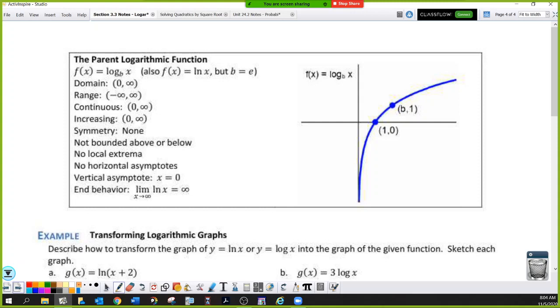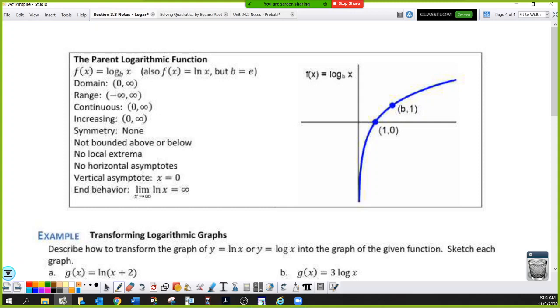Domain, well, you can see it. It only exists to the right of 0, so greater than 0, from 0 to infinity. Its range, though, it's up and down forever, all real numbers. It's continuous on its domain, so it's continuous from 0 to infinity. It's an always increasing function, just like the parent exponential is always increasing. It has no symmetry, it is not bounded at all because range is all real numbers. No extrema, no horizontal asymptotes.